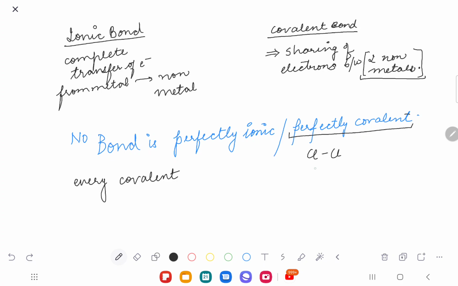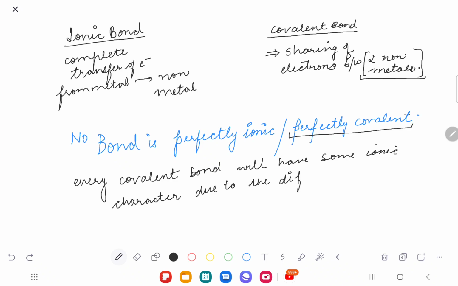It does not have any ionic character when the atoms are of the same type. Okay. So what is this concept and how do we determine the basic concept? Understand. So we will say here that every covalent bond will have some ionic character, due to the difference of the electronegativities of two atoms.